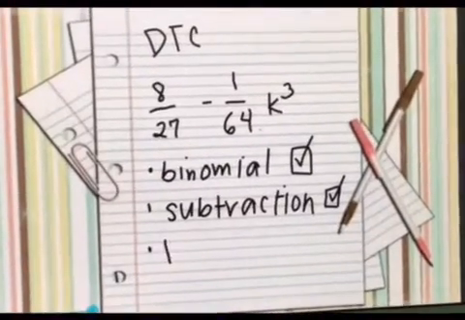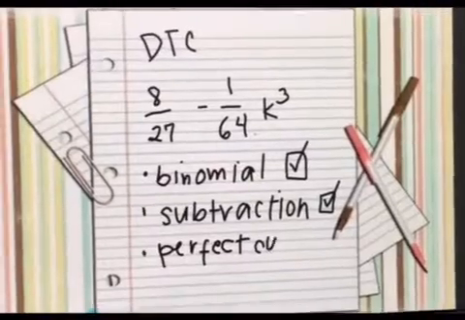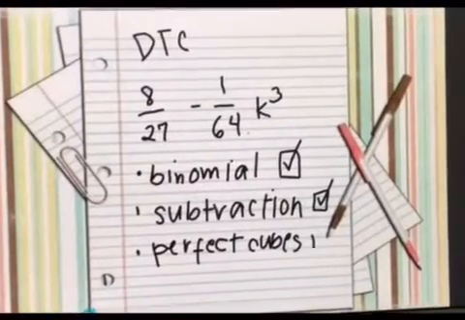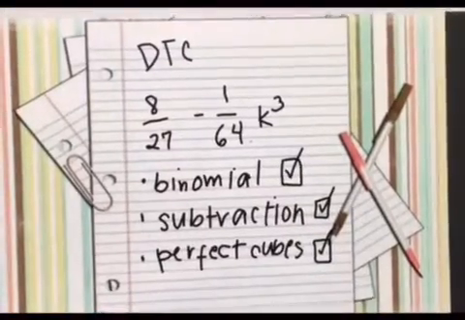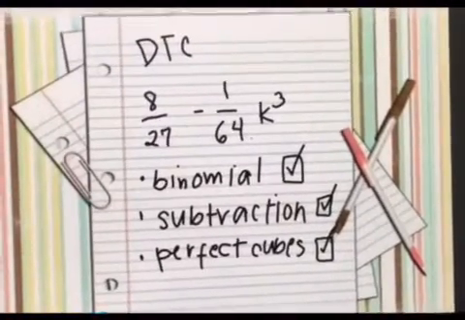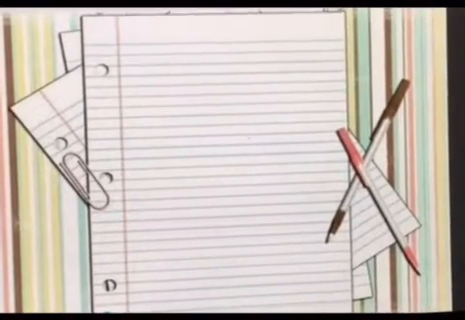Third, its terms have to be perfect cubes. Check again. Are its terms perfect cubes? Yes, so check that too. Once you're done and sure that all the conditions were successfully met, how will you perform DTC?